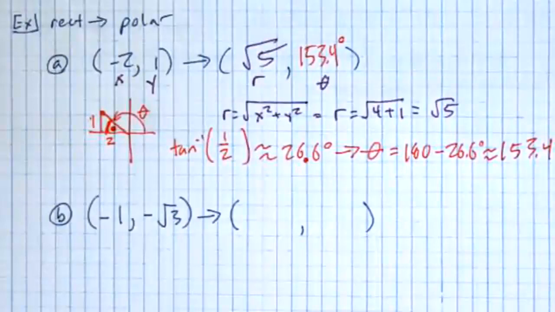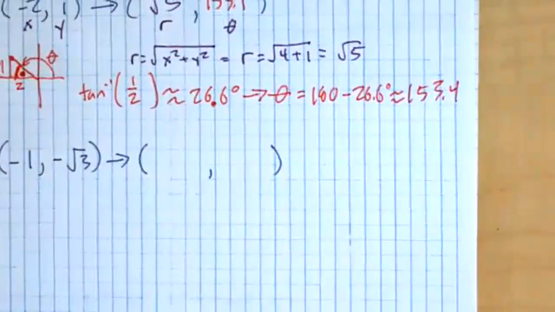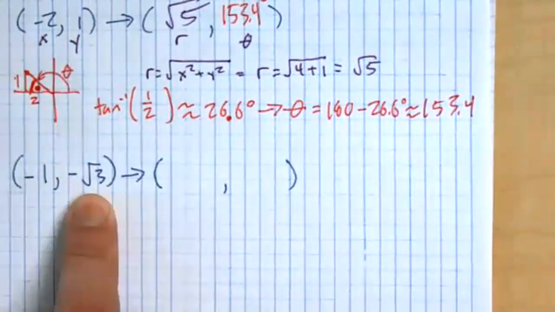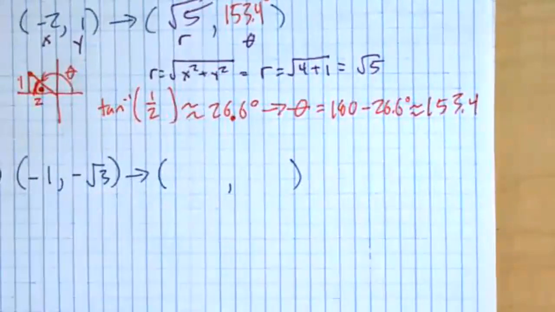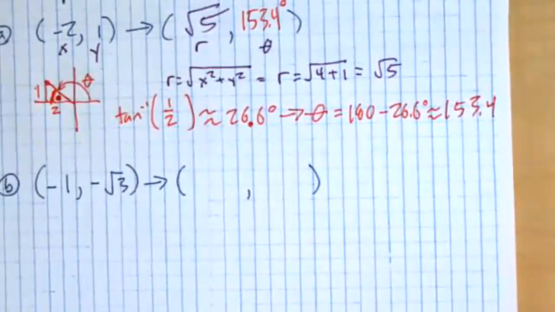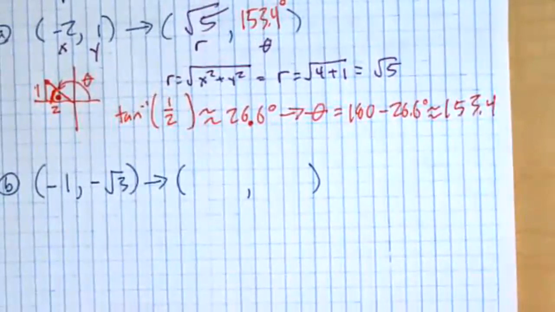Could you all do something similar for me for part B? The R part should be relatively straightforward. You know what x squared is, you know what y squared is. To find theta, draw me a reference triangle. And I'm hopeful that when you draw that reference triangle, you will recognize that it is a very familiar triangle. And you don't even need a calculator to figure out your answer to this one, I hope. Spoiler alert.